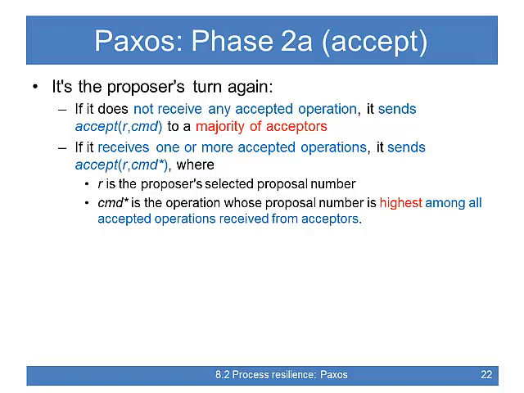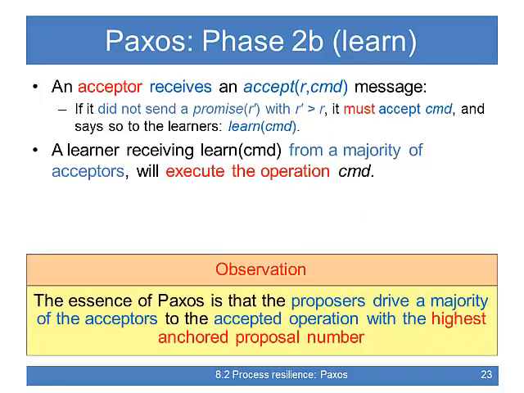Because an acceptor may have its previously accepted command overruled by a response from the proposer. But it will know that that thing is actually sent to all the acceptors. Okay? And that was actually the last one. The acceptor receives the accept(R, command) message. If it did not send a promise back with a higher proposal number, this can happen because, hey, acceptors drop dead, so to say, it has to accept this command.